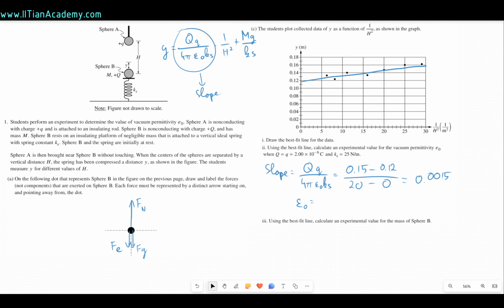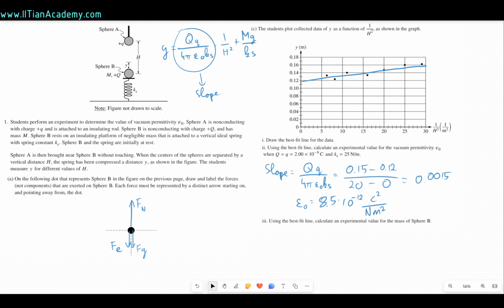And then we just rearrange for epsilon. So we just have to plug in everything basically. It will be q times q over 4 pi times k times the slope. And if we plug everything in, we get 8.5 times 10 to the minus 12, and then Coulomb squared per Newton meter squared.